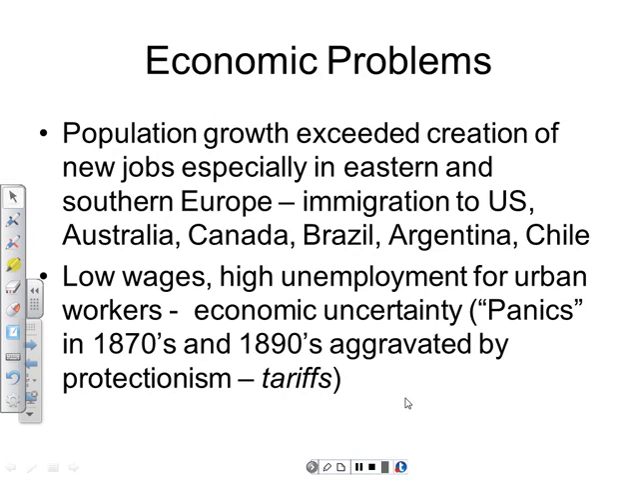What we saw often in especially Eastern and Southern Europe was that the population growth exceeded the jobs that were there. In other words, the growth of factories was slower than the rate of population growth, and so that meant that there was a lot of unemployment, and there was also a lot of people in the countryside who couldn't find work as agricultural laborers.